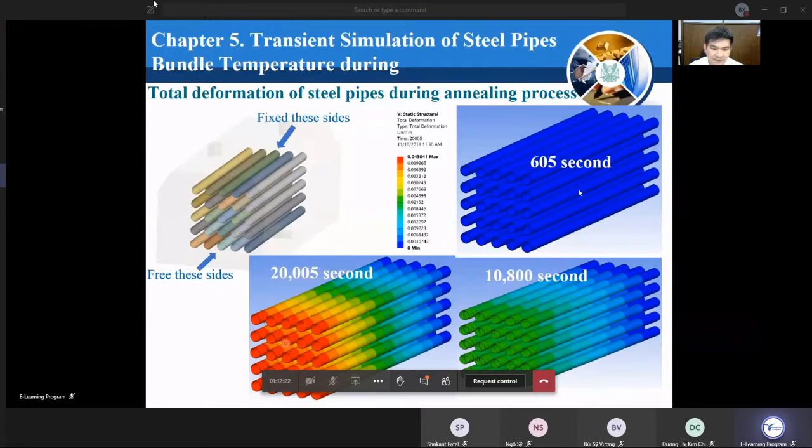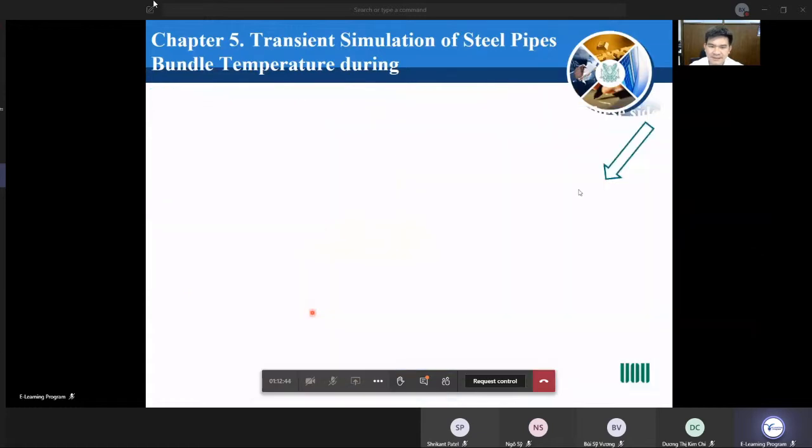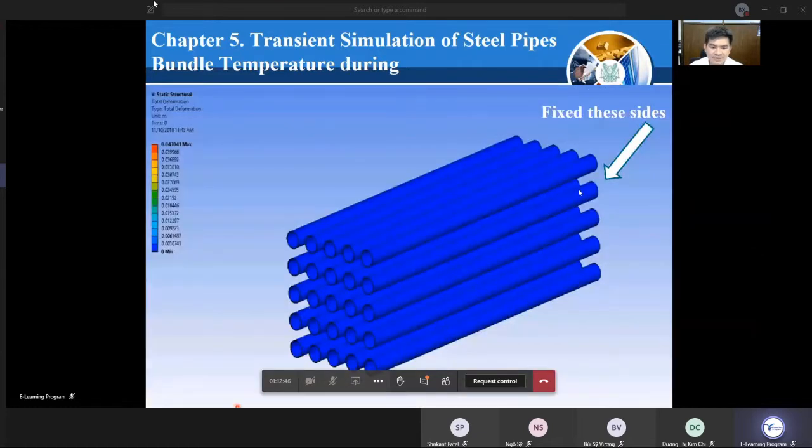But at the final of the process, the total deformation is around 0.043 meter. It means around 43 millimeter, around 4 centimeter. It's not much. For describing this more clearly, we show the video clip here.